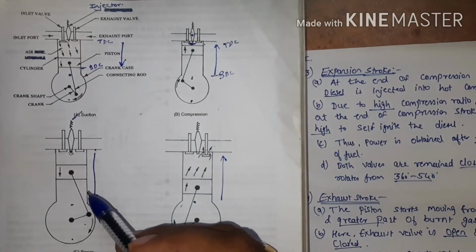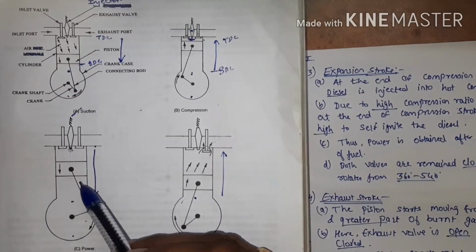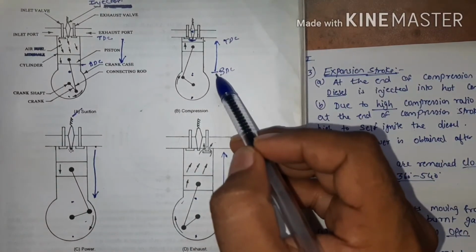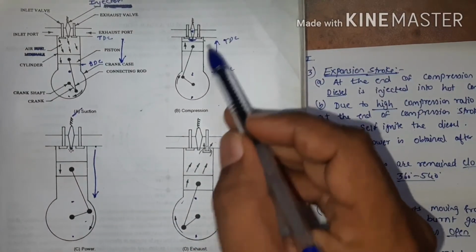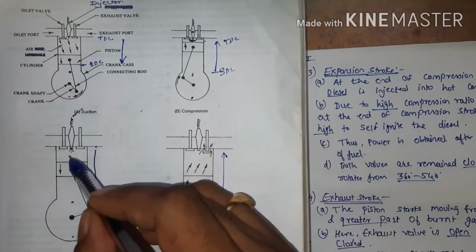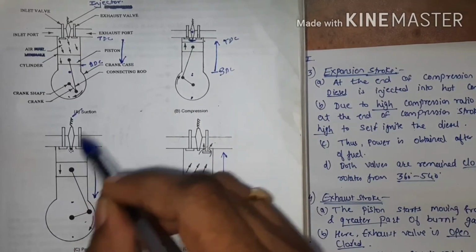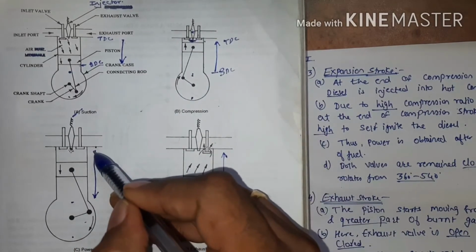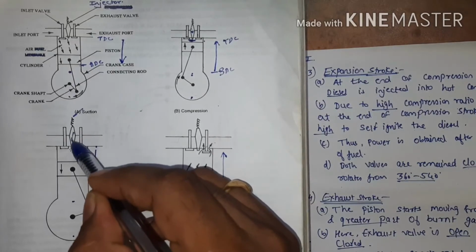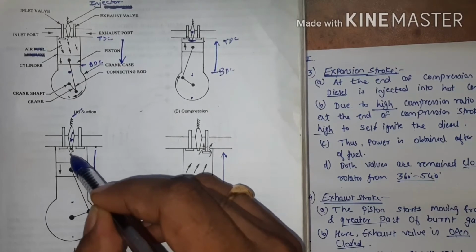Here, as you can see, this is the diagram for the power stroke. During the power stroke, at the end of the compression stroke, the complete air is compressed in the clearance volume, and thus high temperature and pressure are generated inside the cylinder or combustion chamber. Thus, at the end of the compression stroke and at the start of the power stroke, the injector injects the fuel inside the combustion chamber. As you can see, the conical spray pattern of the fuel.